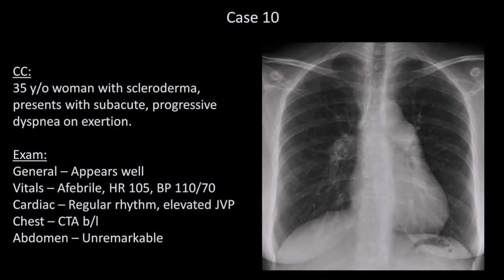Case 10. A 35-year-old woman with scleroderma presents with subacute progressive dyspnea on exertion. The first thing you noticed is that the lungs look pretty normal. It would be easy for someone in a real clinical setting to quickly say that the lungs are normal and disregard the rest of the film, which of course would be a huge mistake.